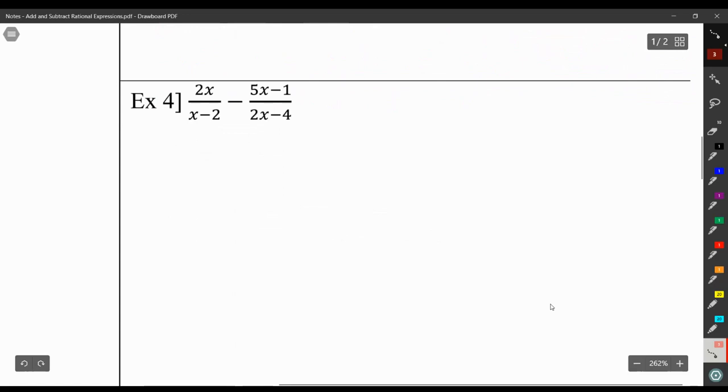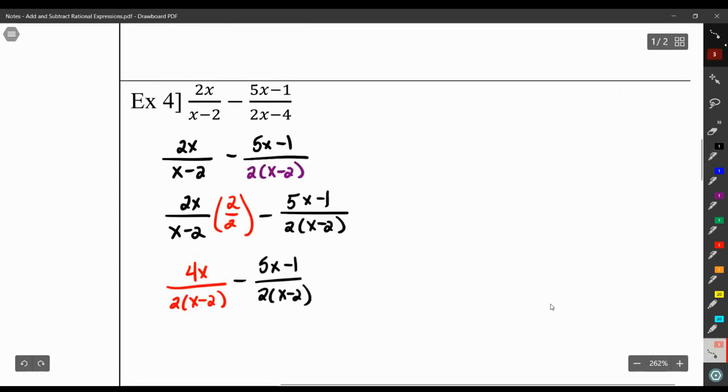So pause the video, try example 4. So here's what you should have had for the multiplication. This is the factored form of the new denominator. This first fraction is missing the factor of 2. It has the x minus 2 part.